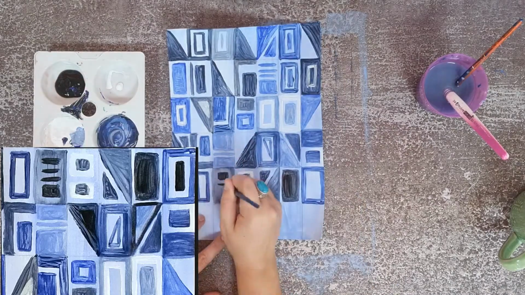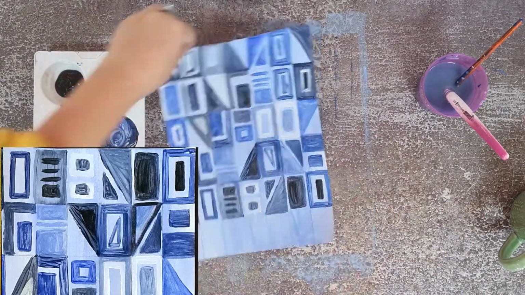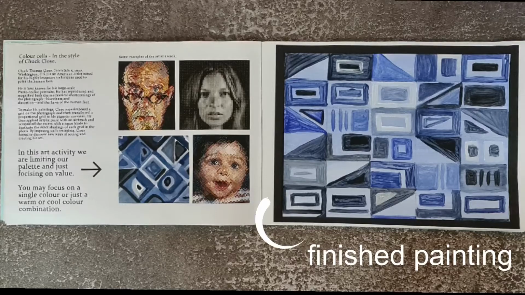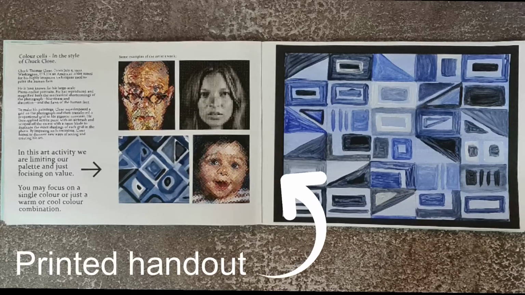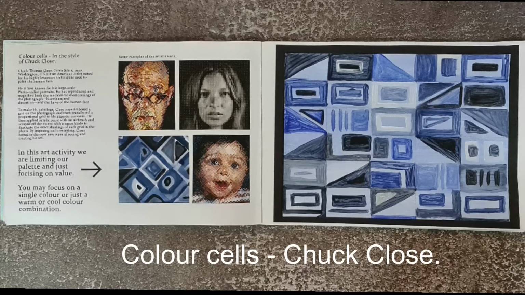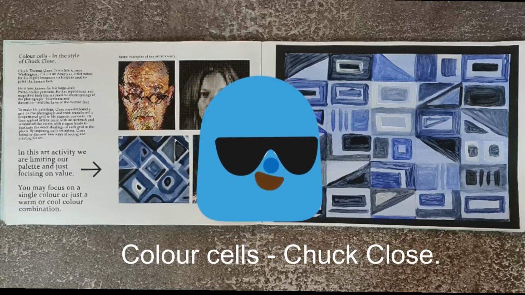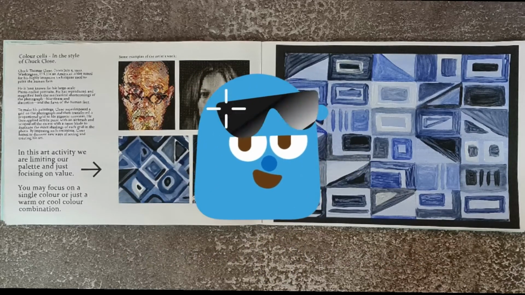To finish this activity, you can glue it into your sketchbook with a glue stick. If you prefer, you can also add a little bit of black mounting paper to make it look professional. And then lastly, stick in your printed handout on the left-hand side. For those without a printer at home, if you prefer, you can just write the title at the top, which is Colour Cells, Chuck Close, and then you can just write a few notes taken from the artist study page and have it that way to complete.